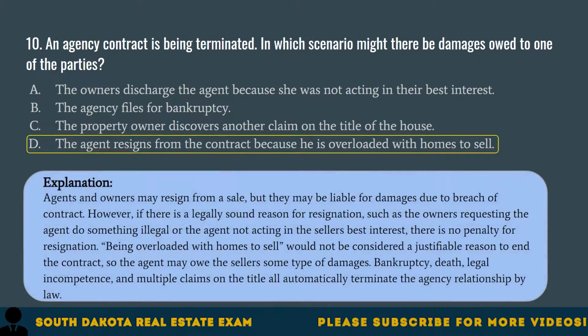Agents and owners may resign from a sale, but they may be liable for damages due to breach of contract. However, if there is a legally sound reason for resignation, such as the owners requesting the agent do something illegal or the agent not acting in the seller's best interest, there is no penalty for resignation. Being overloaded with homes to sell would not be considered a justifiable reason to end the contract, so the agent may owe the seller some type of damages. Bankruptcy, death, legal incompetence, and multiple claims on the title all automatically terminate the agency relationship by law.